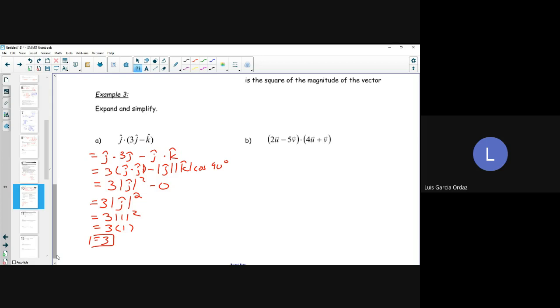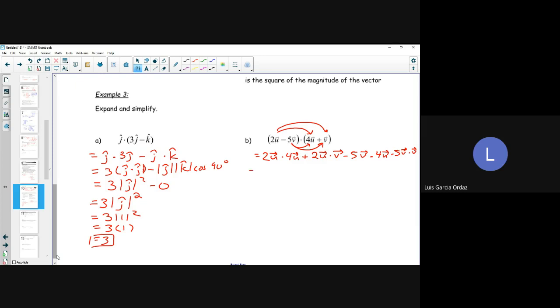So now for the next one, I'm just going to literally use FOIL. This is back to the basics, grade 9 algebra. So this is equal to 2 vector u dot product 4 vector u plus 2u dot product v minus 5 vector v dot product 4u minus 5 vector v dot product vector v.